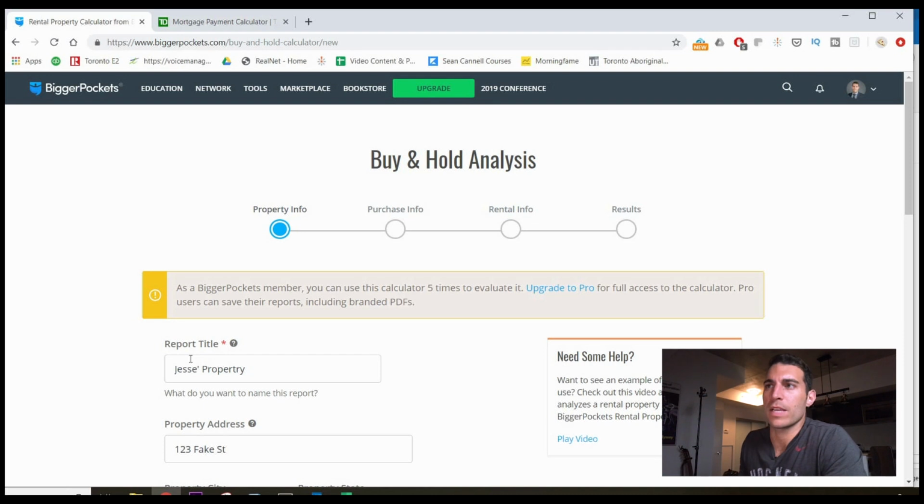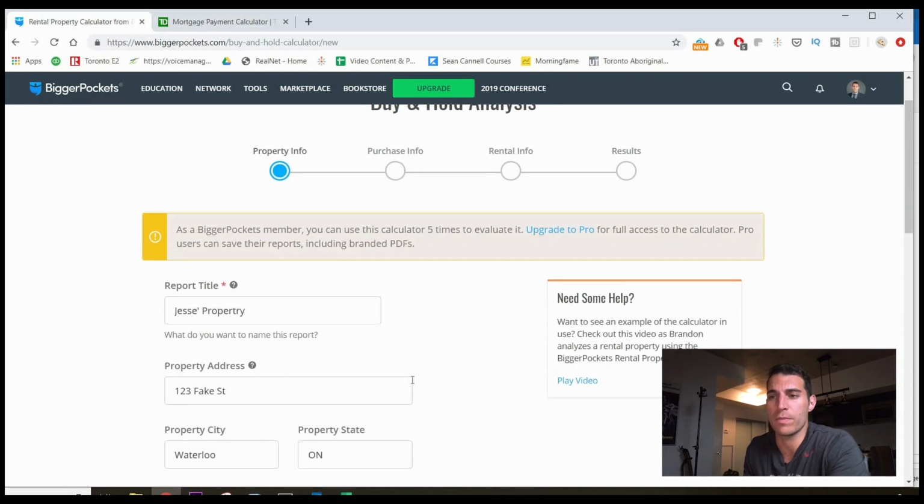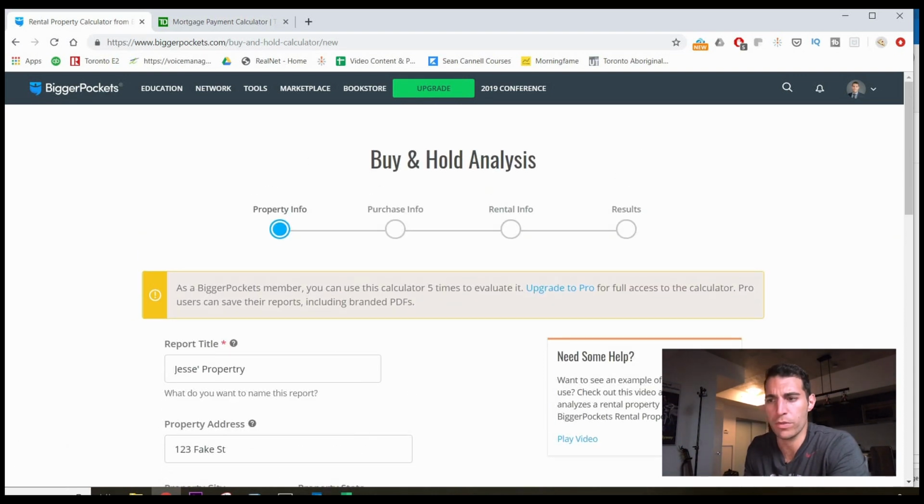So biggerpockets.com/buy-and-hold. This is one of many calculators that they have to kind of have a first back of the napkin look at a property. And it's not being fair to it saying back of the napkin, because it does go into quite a bit of detail. So I thought we'd go through one of those.